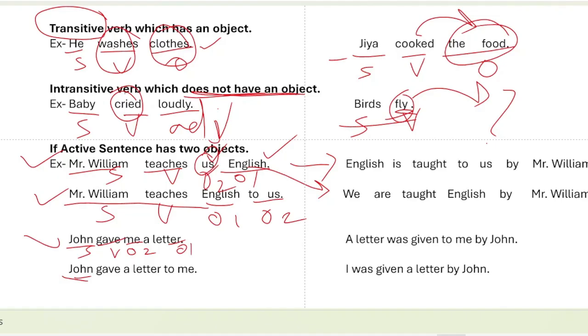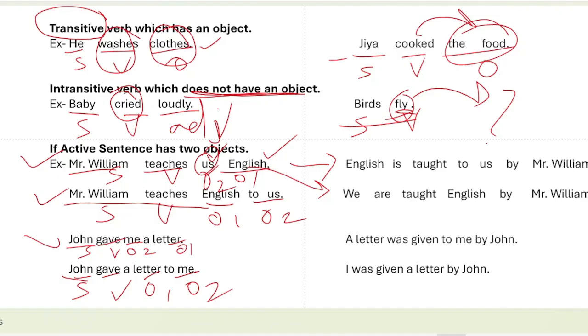So, John is what? Subject, gave is verb, a letter is object 1 and me is object 2. Right? Now, you may get confused that, ma'am, how to find out which is object 1 and which is object 2. So, the action which is directly passing on to something, that will be object 1. Now, John gave. What did he give? He gave a letter. So, letter will be object 1. To whom did he give? He gave it to me. So, me will be object 2.